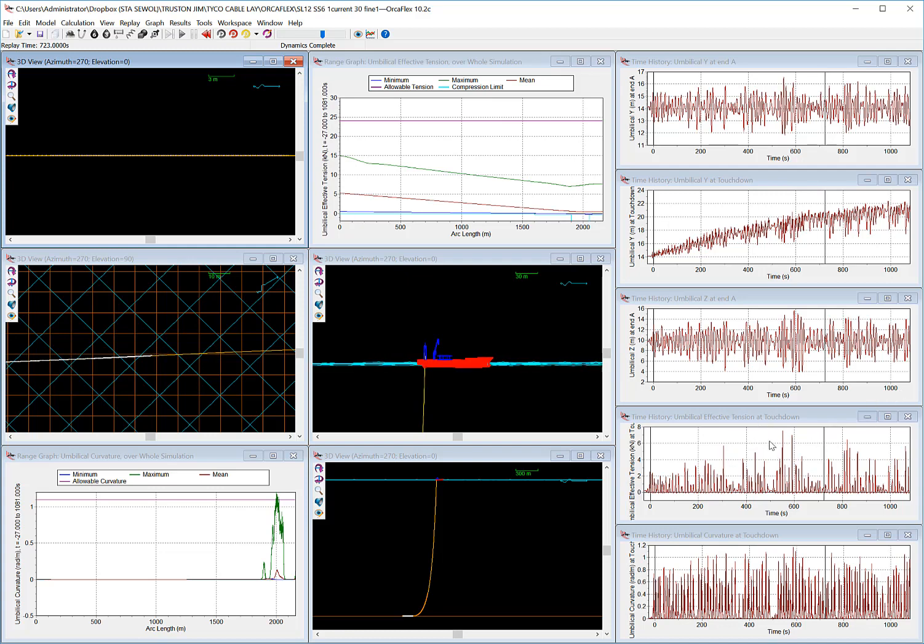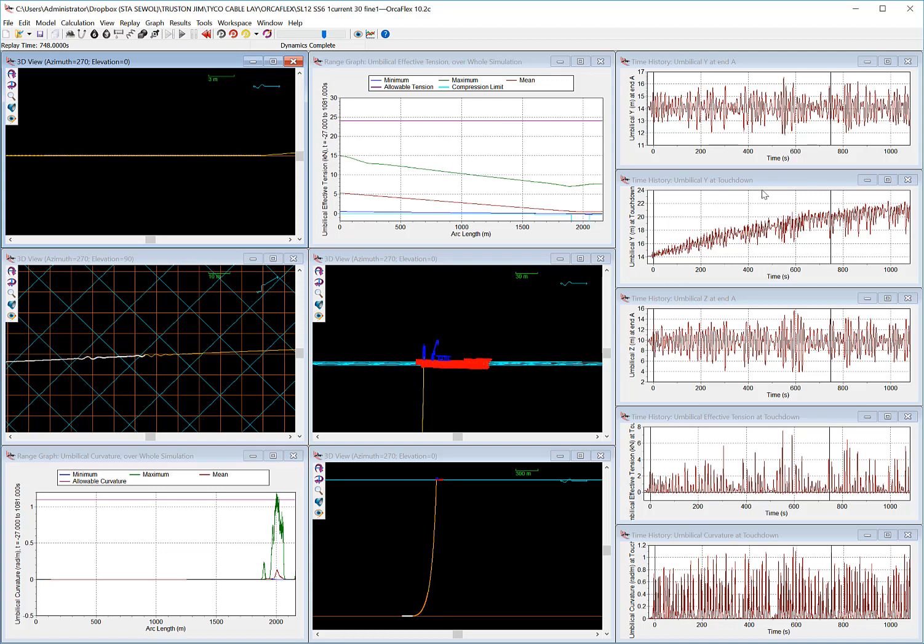And now the tension at the touchdown here, we see it's got slight negative pieces. We could zoom in on that. And the curvature at the touchdown, we see it here regularly exceeding 1. Remembering that about 1.1 is the limit, so we're close to the limit.